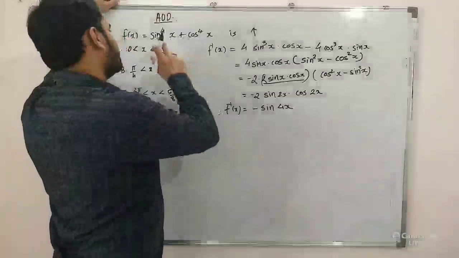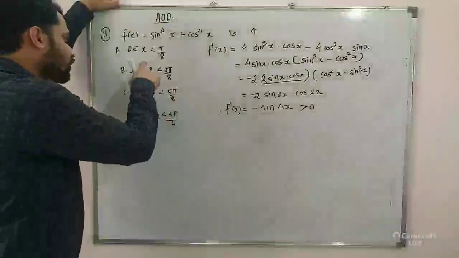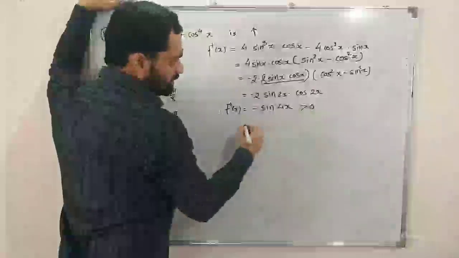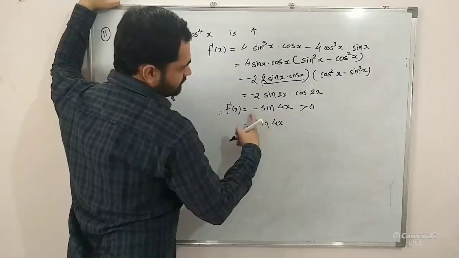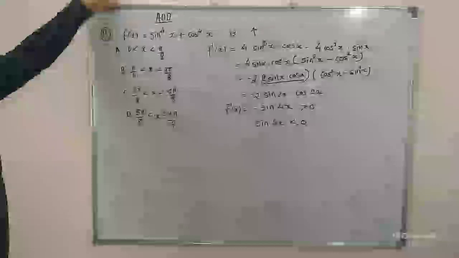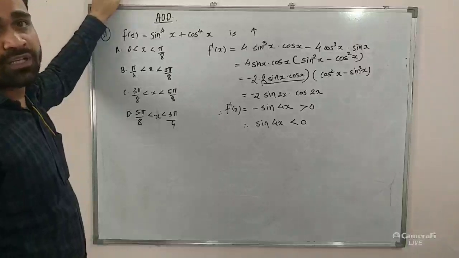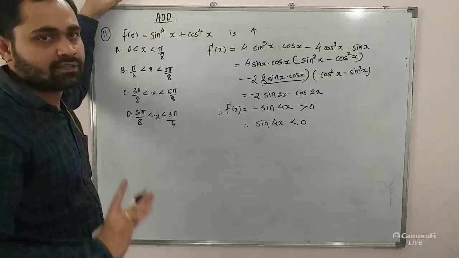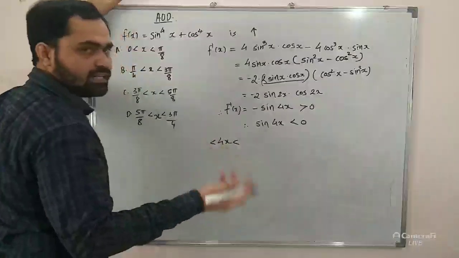So the function's derivative must be greater than 0, and we want to find for what values of x the derivative is greater than 0. Now, if it is greater than 0, multiplying both sides by minus, the sign changes, greater than becomes less than, so sin 4x is less than 0. Now you have to decide in which quadrant sine is negative. Sine is negative in the third and fourth quadrant. It means 4x must be lying in the third quadrant or in the fourth quadrant.